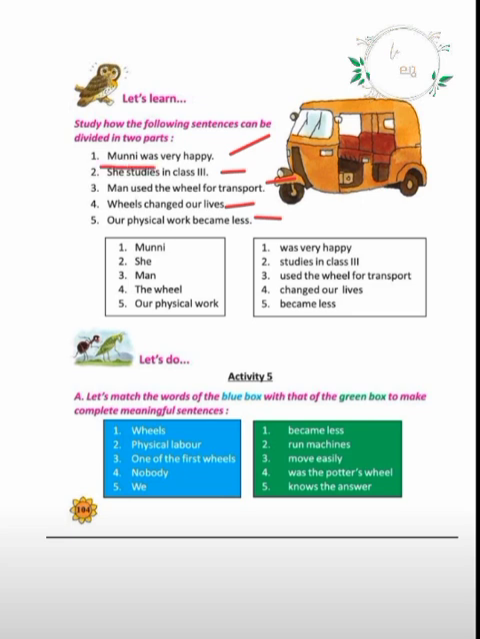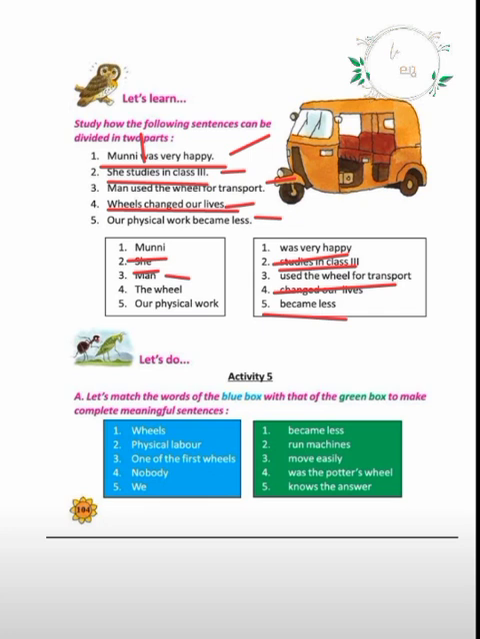The first sentence is Munni was very happy. We are going to divide it from here. Munni, that's the first part, was very happy. Then the second one: she studies in class 3. Then the third one: man used the wheel for transport. Then wheels changed our lives, that became the wheels, changed our lives. Our physical work became less. So we divided the sentences into two parts.